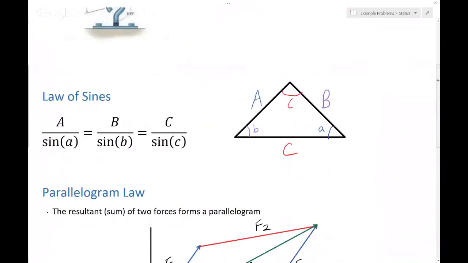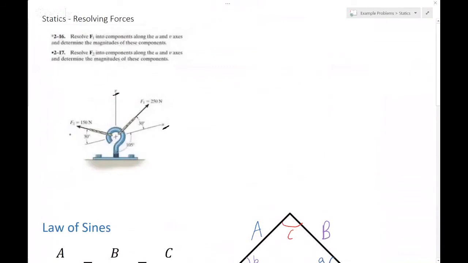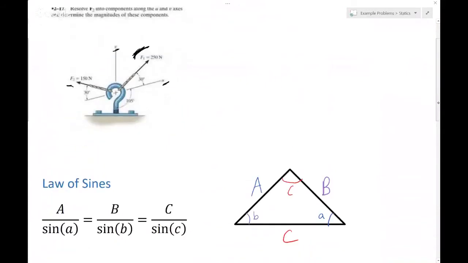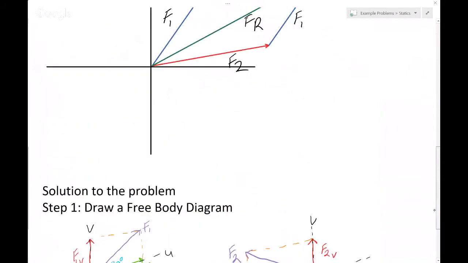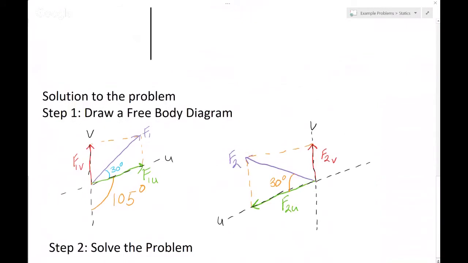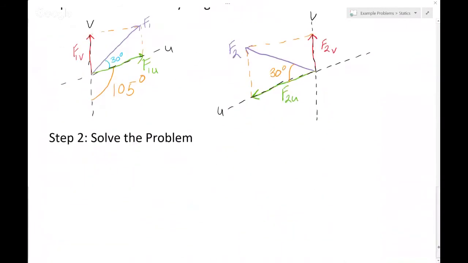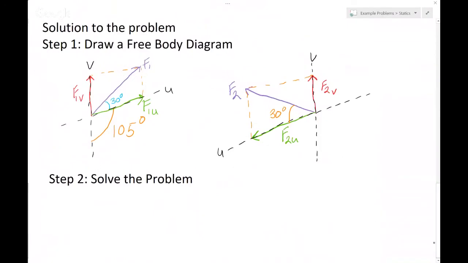So the problem we're looking at is: resolve force 1 into components along the U and V axes, and then we'll also resolve force 2 into components along the U and V axes, and then determine the magnitude of all these components. So to solve this problem, the first thing we've got to do is diagram it and create our free body diagram. And I already went ahead and drew this before time because it would have taken too long.